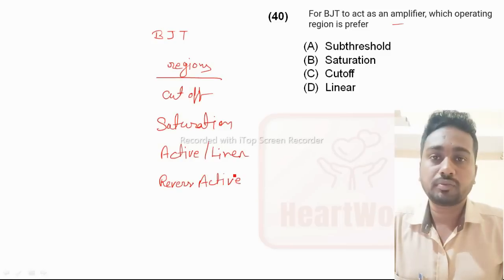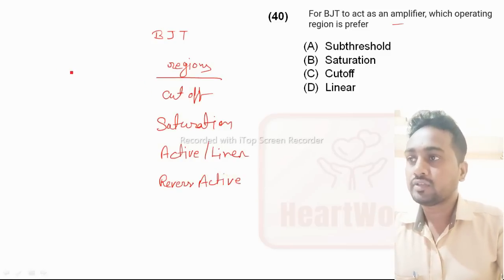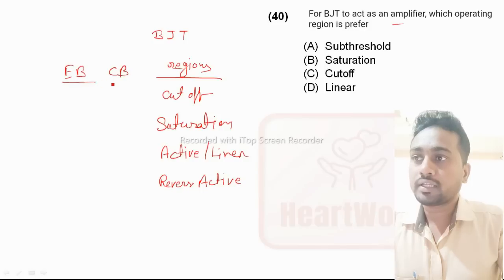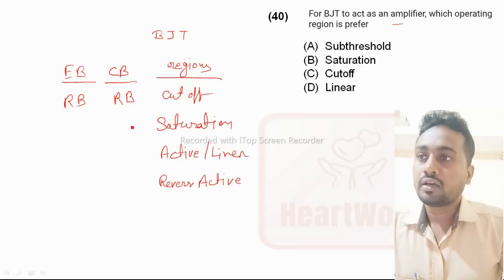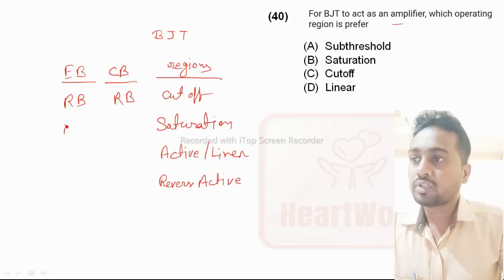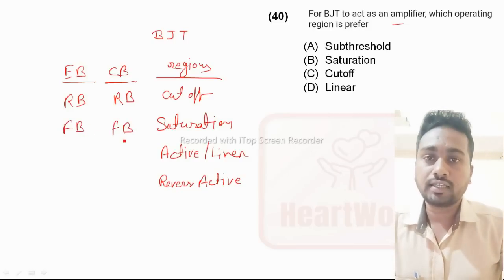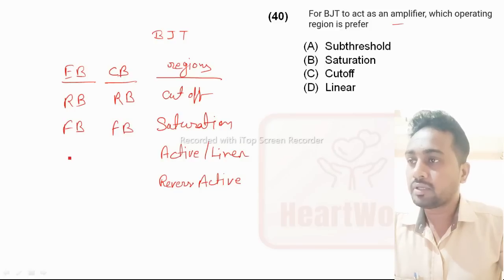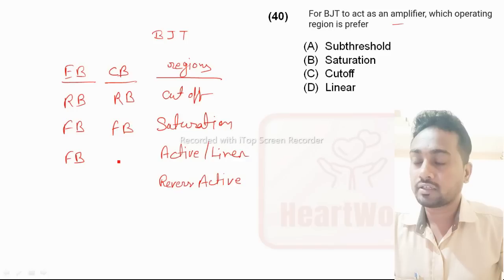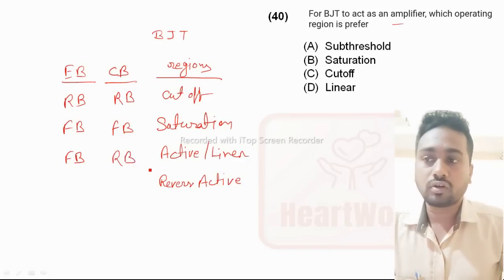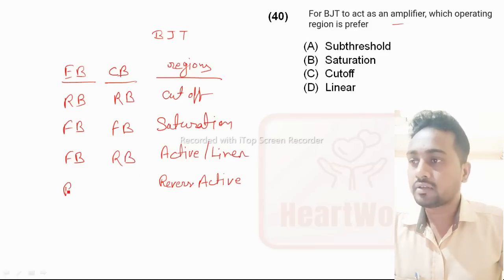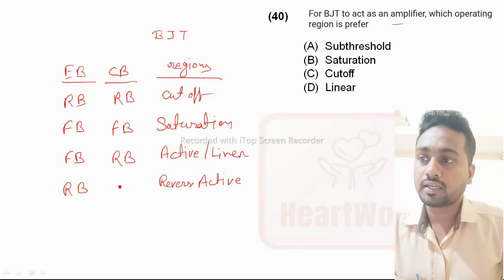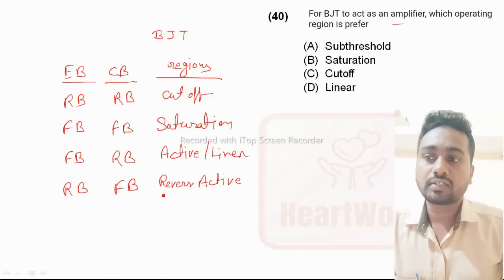So there are four types of regions in a transistor when biasing. When the emitter-base and collector-base junctions are both in reverse bias, it is called the cut-off region. When both are in forward bias, it is called the saturation region. When emitter-base is in forward bias and collector-base is in reverse bias, it is called the active or linear region. When emitter-base is in reverse bias and collector-base is in forward bias, it is called the reverse active region.